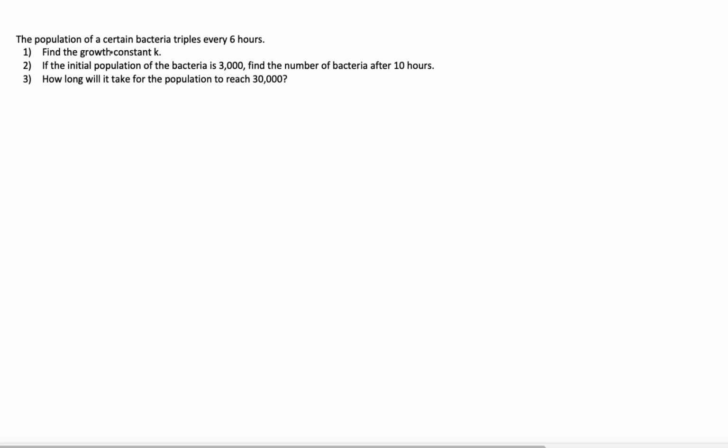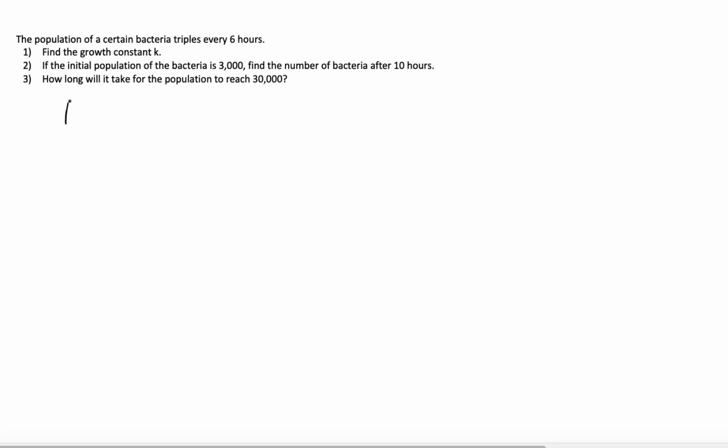The population of a certain bacteria triples every 6 hours. So we want to find a couple things here. We want to find the growth constant, K. Second, if the initial population of the bacteria is 3,000, we want to find the number of bacteria after 10 hours. And then lastly, we want to find how long will it take for the population to reach 30,000.